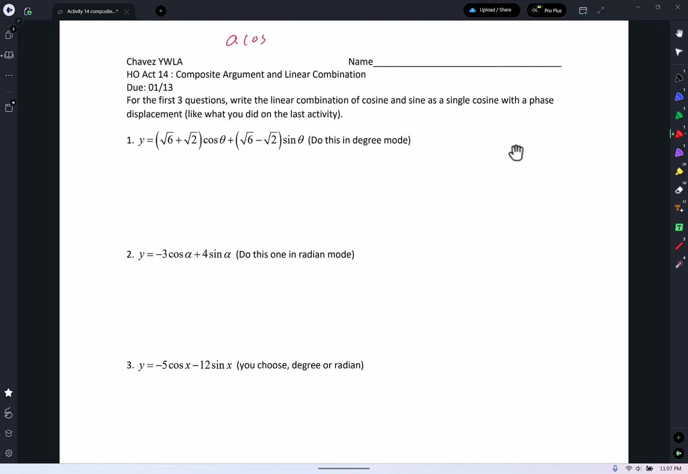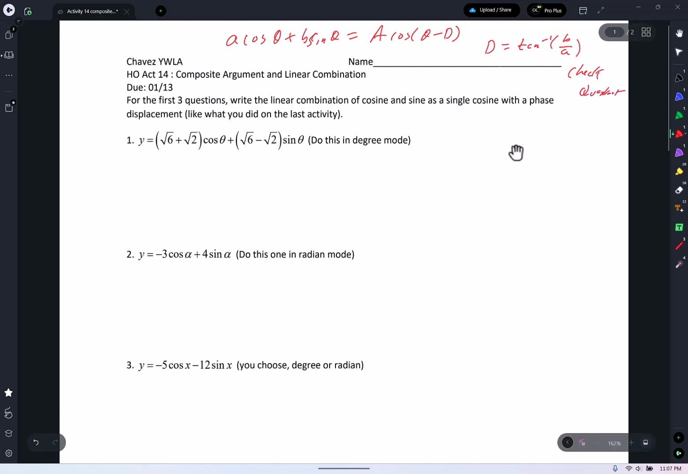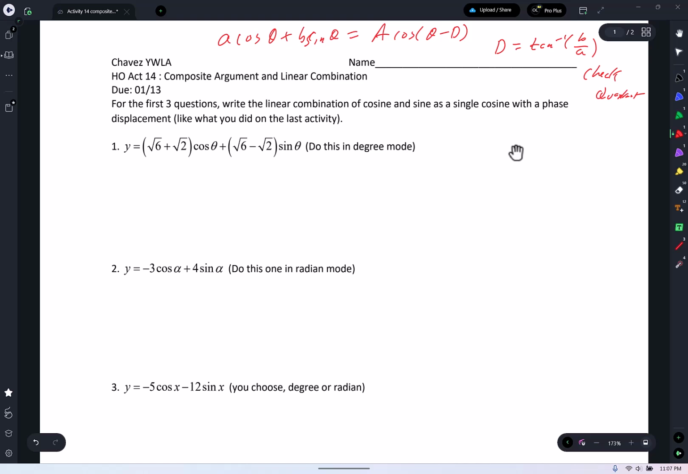We said a cosine theta plus b sine theta equals capital A cosine of theta minus D, where D is equal to arctan of B over A, but you have to check what quadrant you're in, right? Check quadrant. And capital A is equal to the square root of A squared plus B squared.